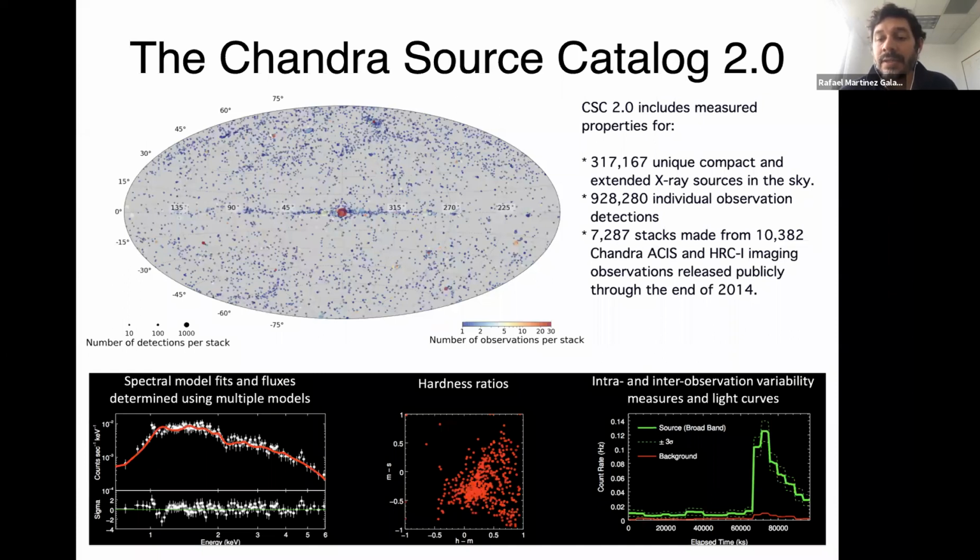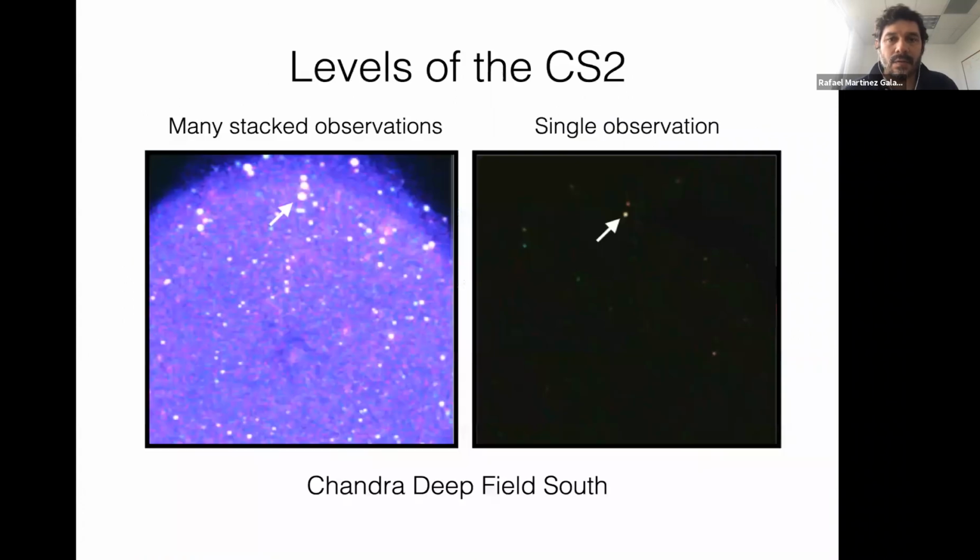We also provide things like light curves. So if you're interested in variability, specifically in the short term for individual observations of a particular source, you can obtain the light curve for that source. So the catalog is more than just a collection of tables, and that's important for you to know. You can use both the tables, but you can also use the data products.